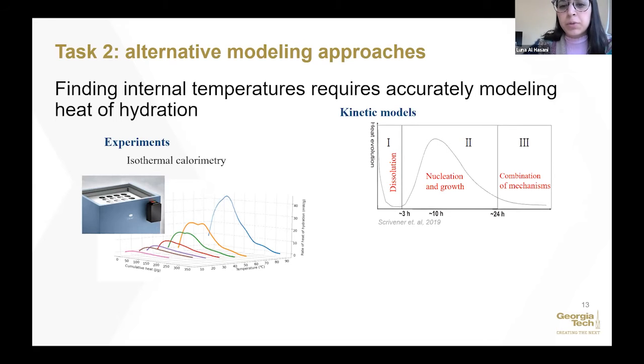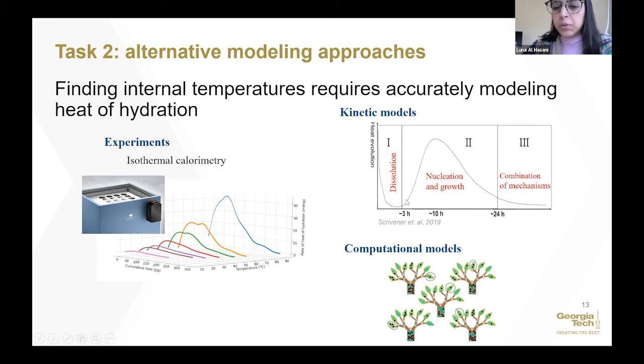So we have looked into kinetic models in the literature to see which one would work for this type of problem. And this was a very complicated process since the heat evolution curve of concrete or cement could be divided into 3 different phases, and each one is controlled by a different mechanism and would have a separate model to predict the heat evolution. And this would be further complicated when we add SCMs and other admixtures. So alternatively, we decided to look into computational artificial intelligence models.